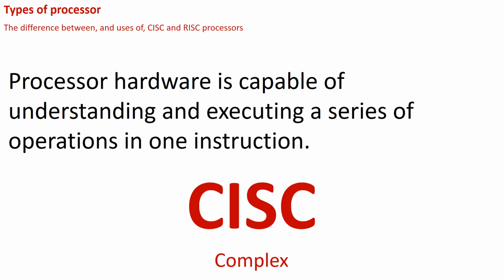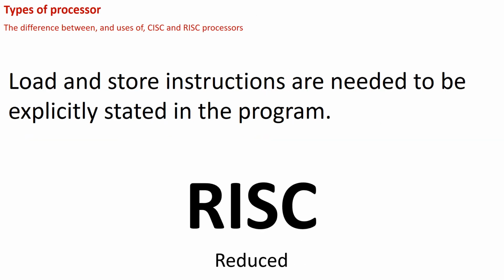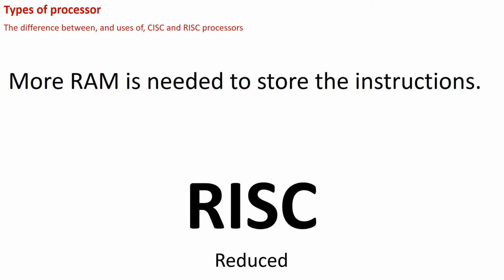The processor hardware is capable of understanding and executing a series of operations in one instruction. Well, remember that is CISC, because a CISC instruction is a lot more complex and usually has a load and store involved in it. Load and store instructions need to be explicitly stated in the program. Well, this is a RISC instruction. We need separate codes for load and store.